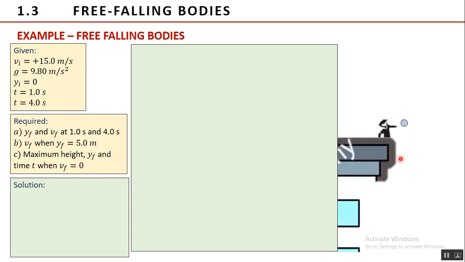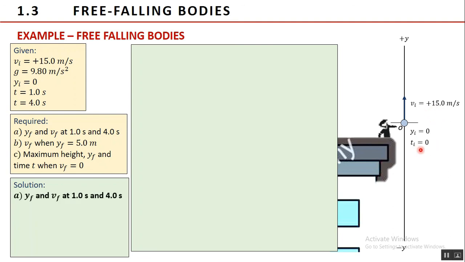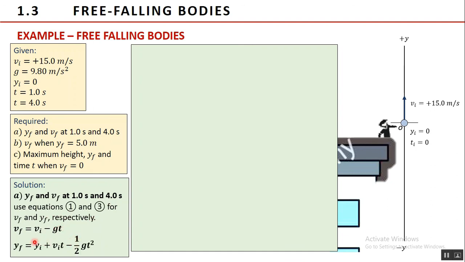To begin our solution, we put the ball on the y-axis to visualize its position as it moves. So we have the given initial velocity, positive 15 meters per second. We have set the initial position to 0 at time 0. Letter A, for the final position and final velocity at 1 second and 4 seconds after throwing the ball, we use equations 1 and 3 for v sub f and y sub f, respectively. v sub f equals v sub i minus gt, and y sub f equals y sub i plus v sub i t minus 1/2 g t squared.